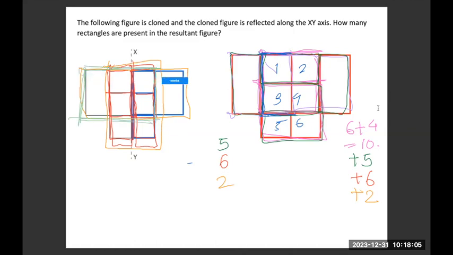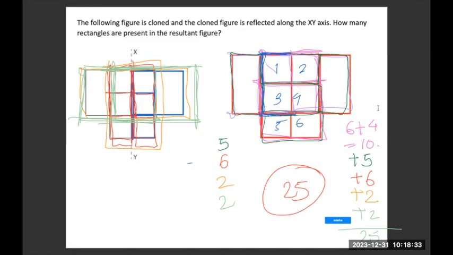So 1, 2, anything else? No, I've counted. Plus 2 more. So 15 plus 6, 21 plus 4. So 25. 25 is the total number of rectangles that are there in this figure. Yeah, and your answer was correct. Okay. Any doubts, any questions?